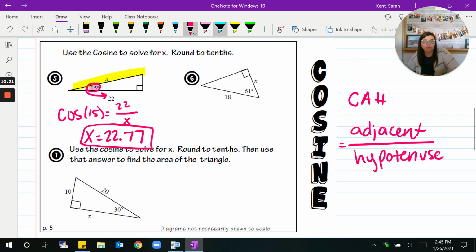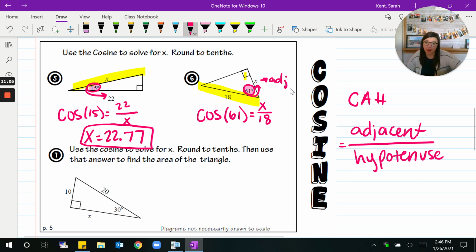Let's look at another one. Here's our angle. Across from the 90 is my hypotenuse. And then, let's see, 61, and x is adjacent. So we've got adjacent, we've got the hypotenuse. So I want to look at cosine. My angle is 61, cosine equals adjacent over hypotenuse.